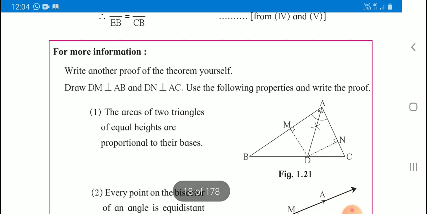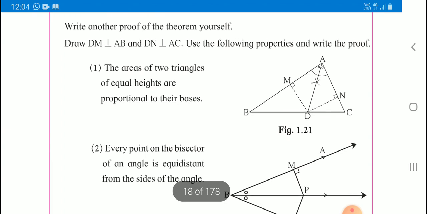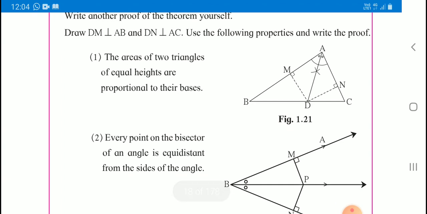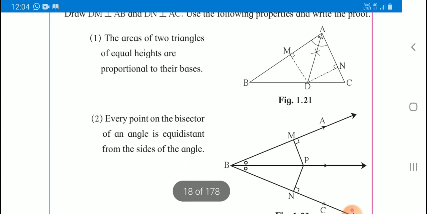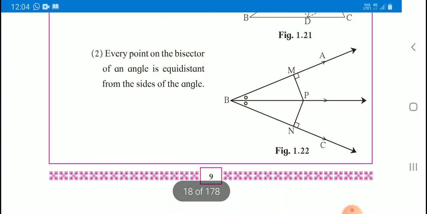Here in your book, they have given another proof of the theorem for more information, which you have to write yourself. What you have to do: draw DM perpendicular to AB and DN perpendicular to AC. Use the following properties and write the proof. First, the areas of two triangles of equal heights are proportional to their bases. And second, every point on the bisector of an angle is equidistant from the sides of the angle.